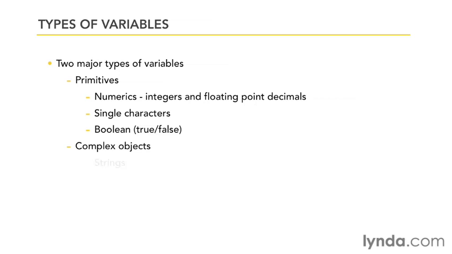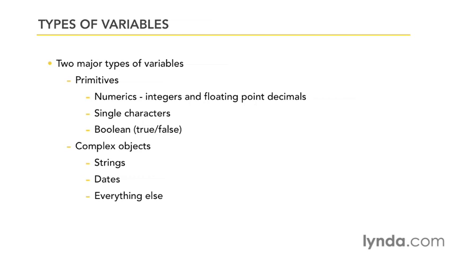These include strings. Any string value longer than a single character must be stored as a complex object and not as a primitive. Date values, which can be interpreted as numeric values, the number of ticks from a particular date, but in terms of Java memory management are stored as complex objects, and everything else that you might want to work with. As I've mentioned previously, pretty much everything in Java is an object of some kind.